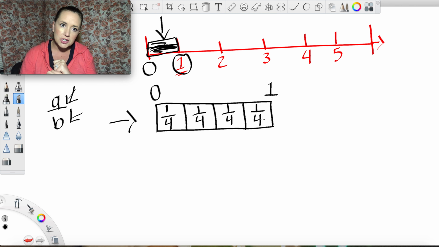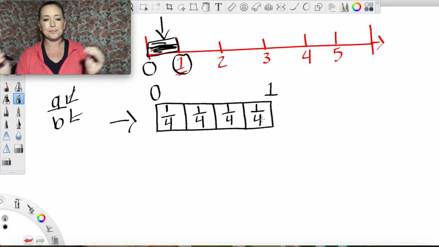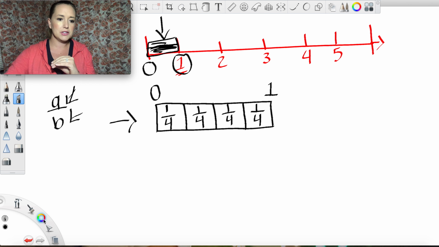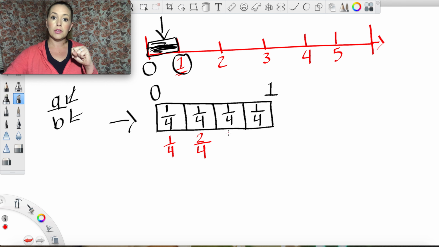Well, gosh, that's a little annoying. So how could we label that? Well, another way we could do it is we could say, okay, this is 1/4. I have 1/4. Well, now I have 2/4 because I have 2 of them, 1, 2, 3/4 and 4/4. Okay. And there I go.